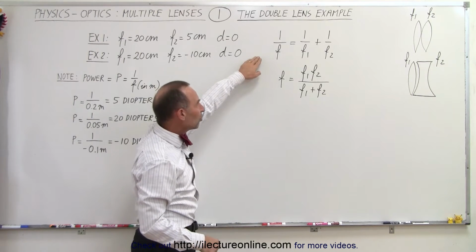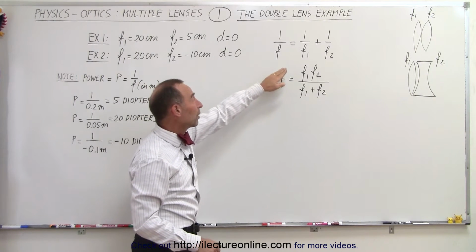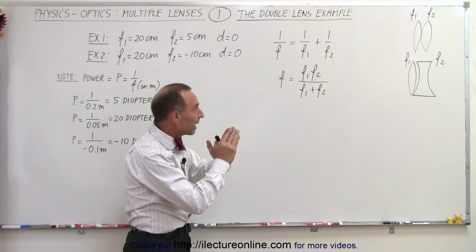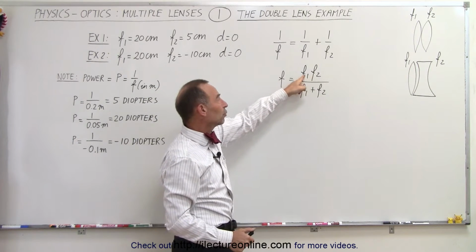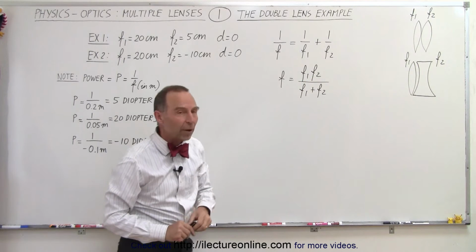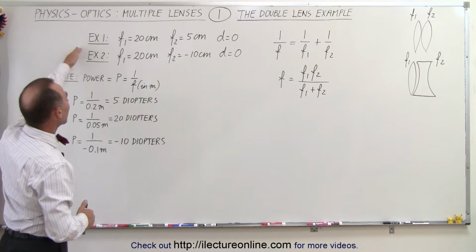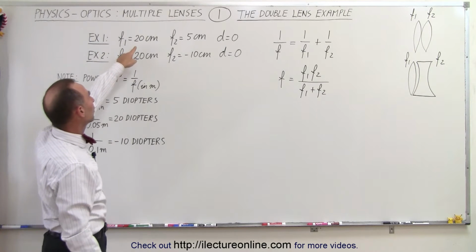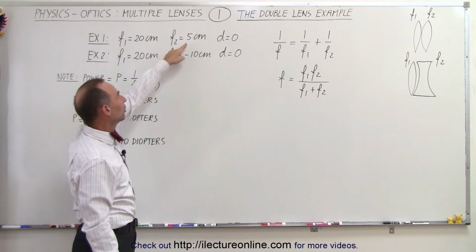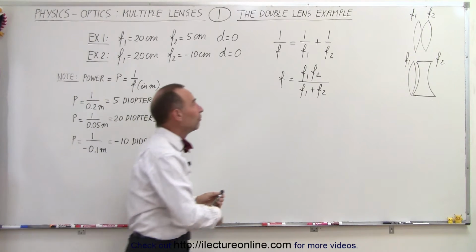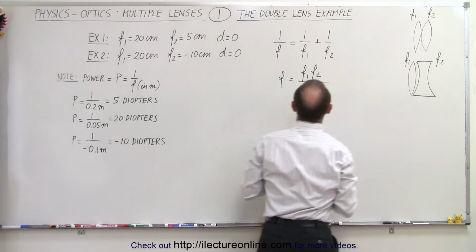The same equation can also be expressed in terms of the product over the sum. We can say that the focal length of the two lenses combined is equal to the product of the two focal lengths divided by the sum of the two focal lengths. Now here are the two examples. Let's say we have two converging lenses, one with a focal length of 20 centimeters, the other with a focal length of 5 centimeters. What will be the combined focal length of the two lenses like that?